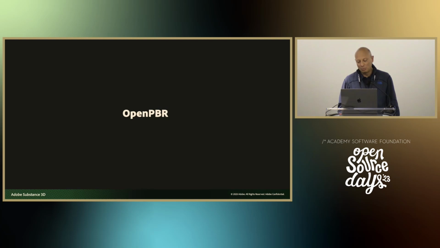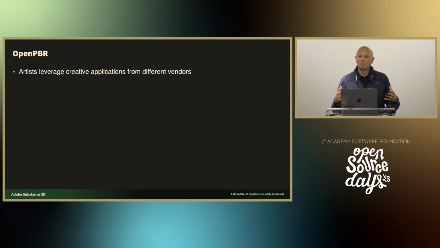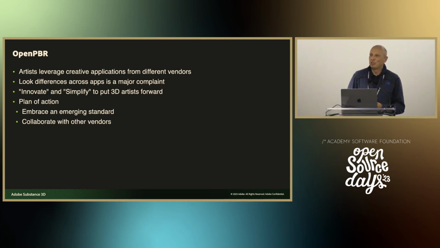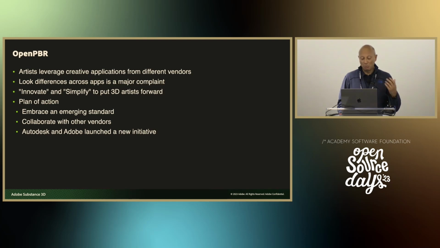The second one I want to mention is OpenPBR, and it will also have a connection later on with some of the plugins we want to open source. OpenPBR was presented a few days ago, and the desire was to get as many creatives as possible to use as many applications as possible. We know that material look differences, and the material is still a problem to tackle. So we wanted to simplify and keep innovating, and as a plan of action, we said, let's embrace an emerging standard, which is Material X, and also collaborate with other vendors. That's how we started this initiative between Autodesk and Adobe, because we had something quite similar, and we said maybe we shouldn't do yet another one that is not that different.